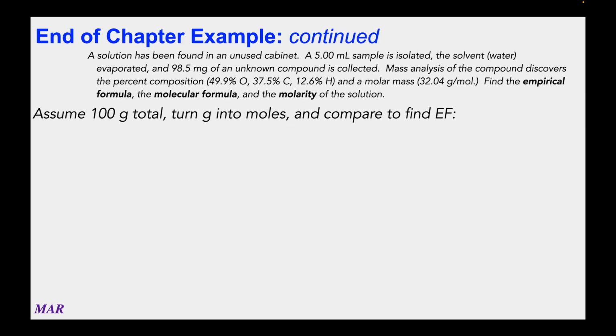So kind of cool. The first thing I would do is assume you have 100 grams total. So all of those percentages become grams. We'll have 49.9 grams of O, 37.5 grams of carbon, etc. We'll turn the grams into moles. We'll compare the moles. The smallest number of moles goes on the bottom for all three of them. We'll use that to find the empirical formula.